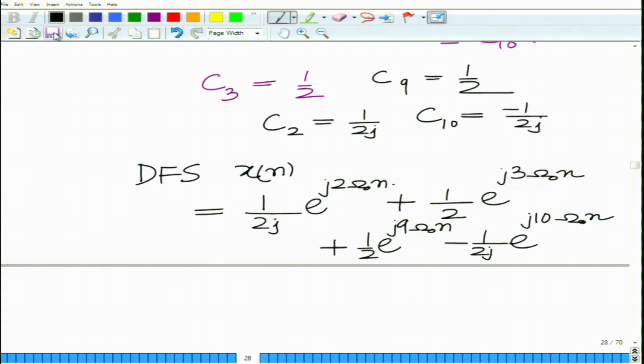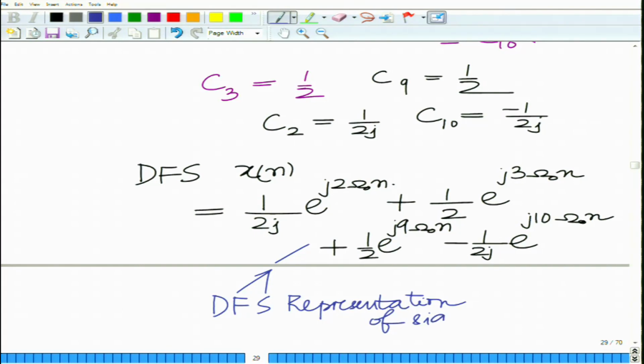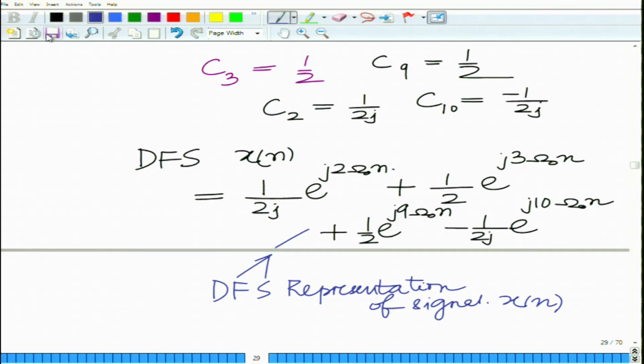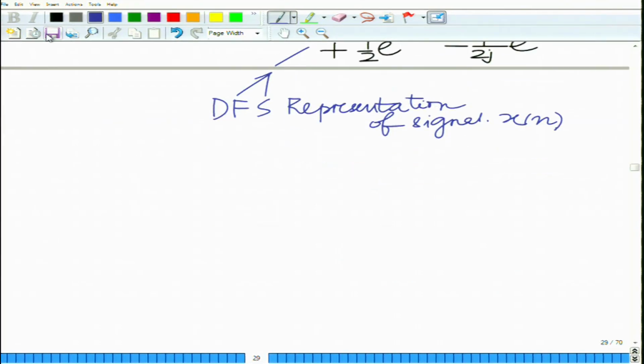So, this is the DFS representation of the signal x[n]. Okay. All right. Discrete Fourier series representation of the signal x[n]. So, that completes problem number 2.